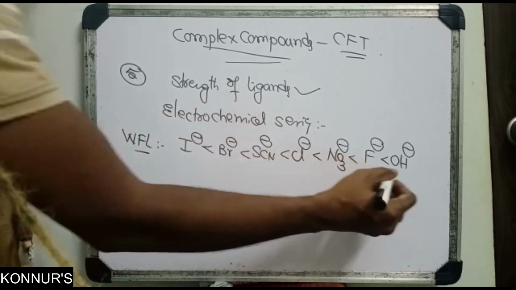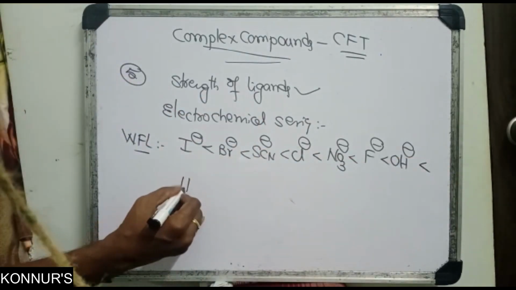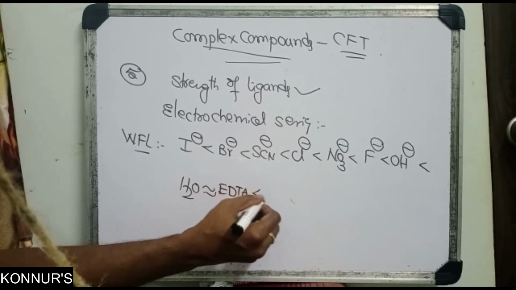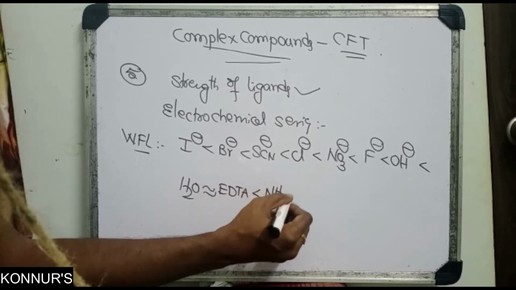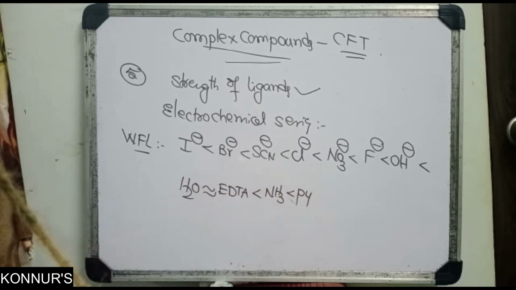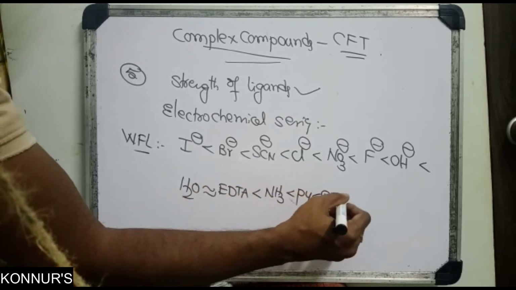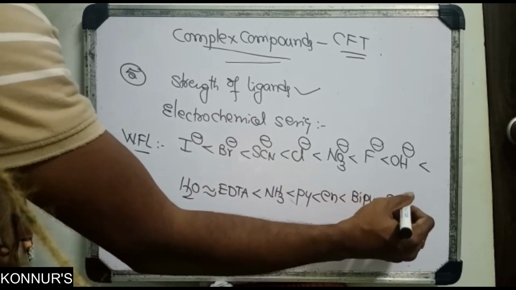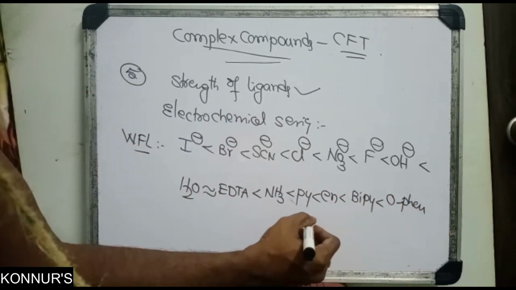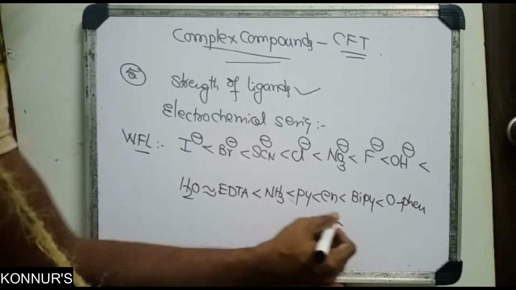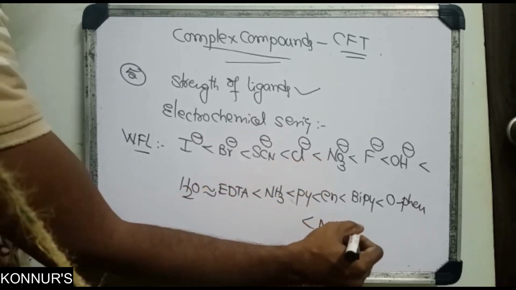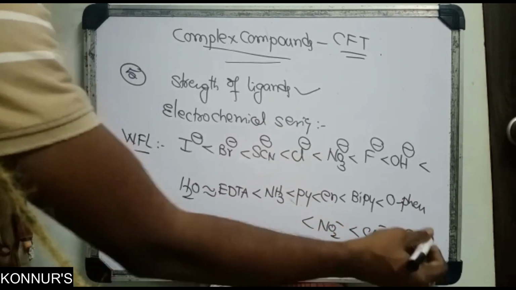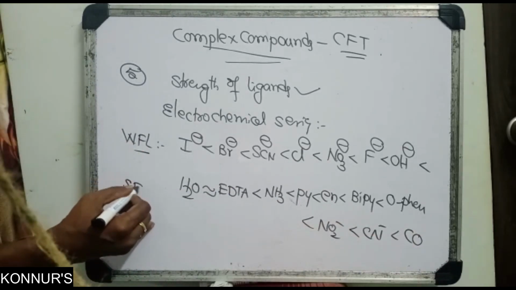Next, further continuation. Water is very close to EDTA, then ammonia. Next, pyridine. Next, ethylene diamine, bipyridine, orthophenanthroline. Next, NO2 minus. Here NO3, here NO2. Next, cyanide minus. Next, carbon monoxide. It is very powerful. So these are strong field ligands.